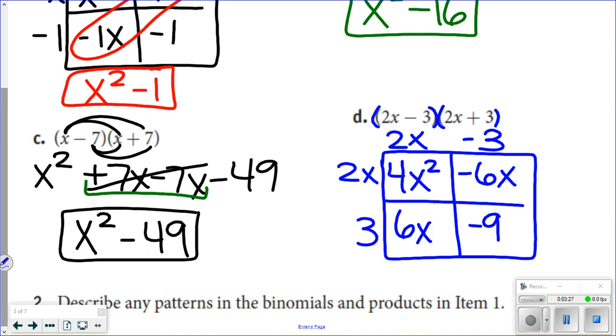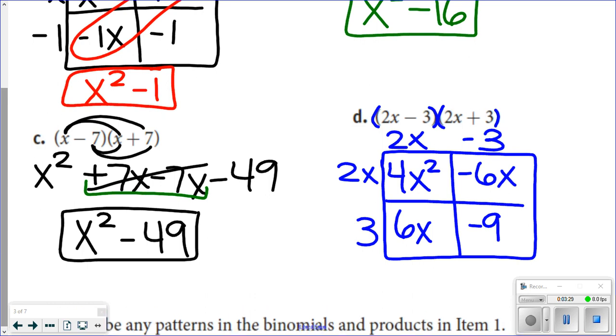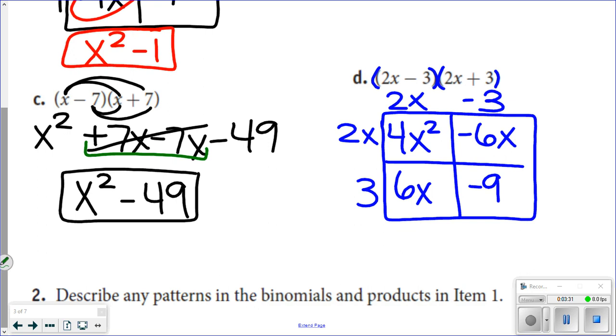On my diagonals, I have my x's, and those are my like terms. 6 minus 6 is 0. Those cancel each other out. And I'm left with 4x squared minus 9.